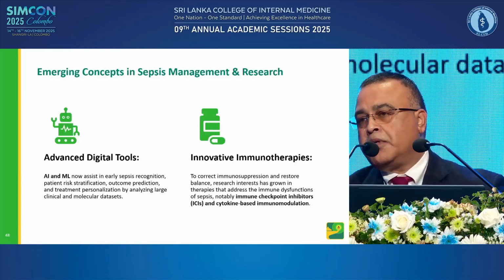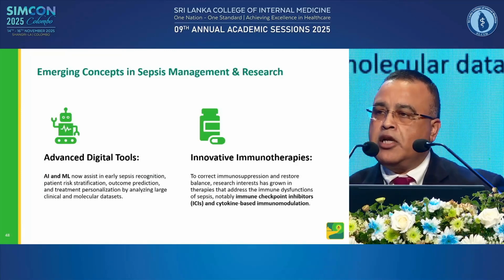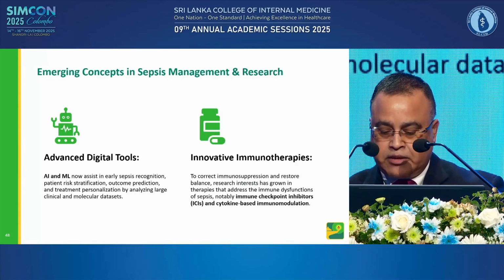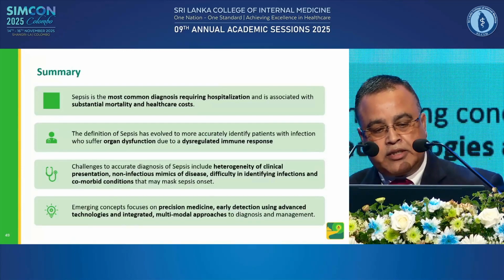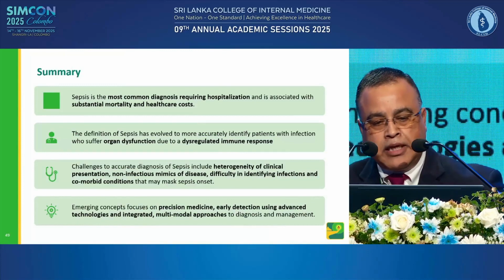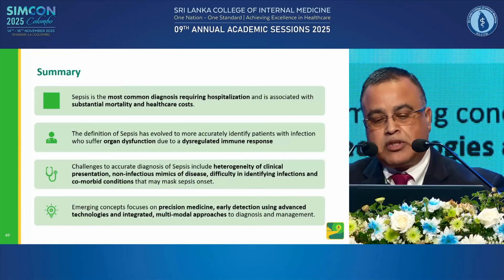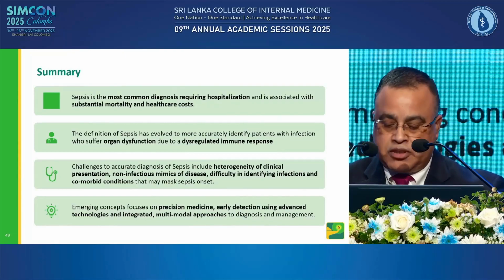Now that we have so much good data, along with electronic health records, we can create very complex algorithms so that we can predict much earlier. In summary, again, sepsis is a very heterogeneous syndrome with a very dysregulated immune response, and the emerging concepts are focusing more and more on precision medicine.